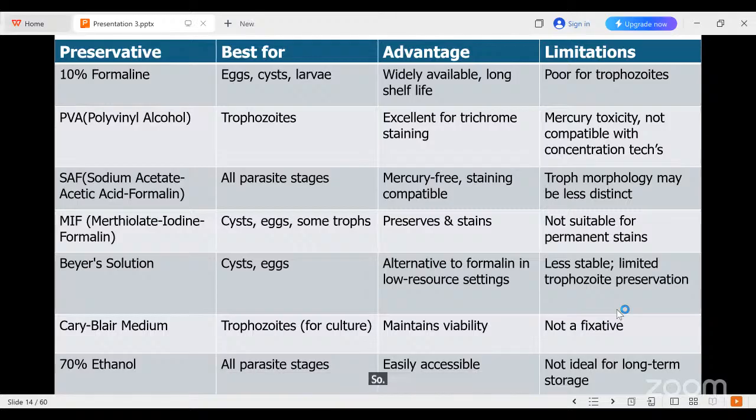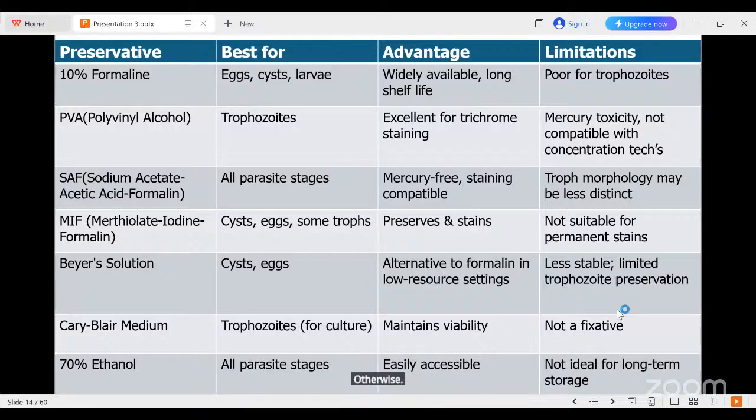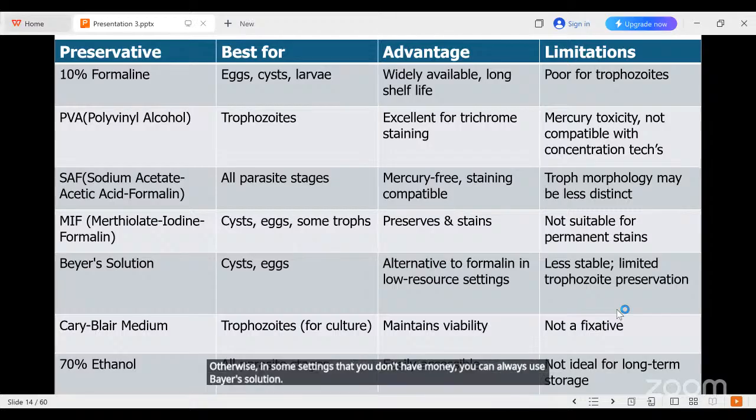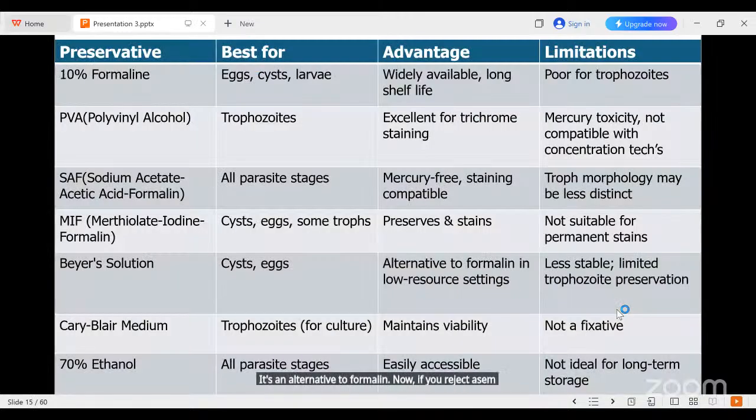So in a setup where you can't afford formalin, then you have alcohol. You can use 70% alcohol for all the stages, although it's not ideal for long-term storage. Otherwise, in some settings where you don't have money, you can always use Bayer's solution, which is an alternative to formalin.